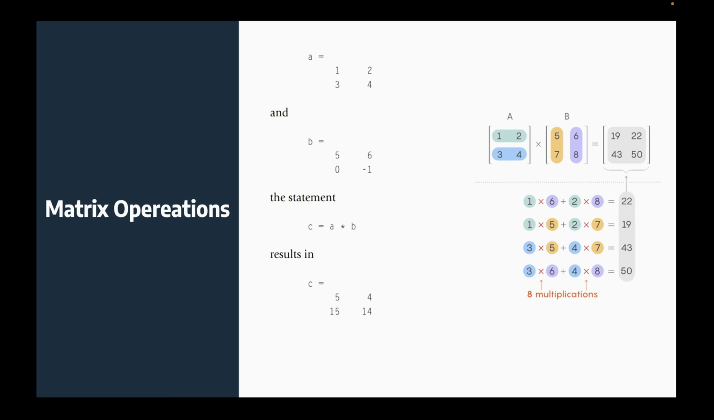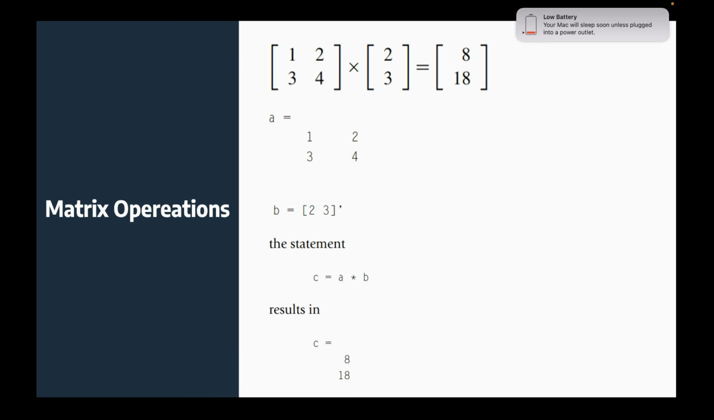Do you guys still remember how to do the multiplication? I gave you a little hint to the side just in case you forgot it. So to get the 19 here, what we did was 1 by 5 plus 2 by 7. That gave you 19. For 22, you get 1 by 6 plus 2 by 8. That gives you 22.